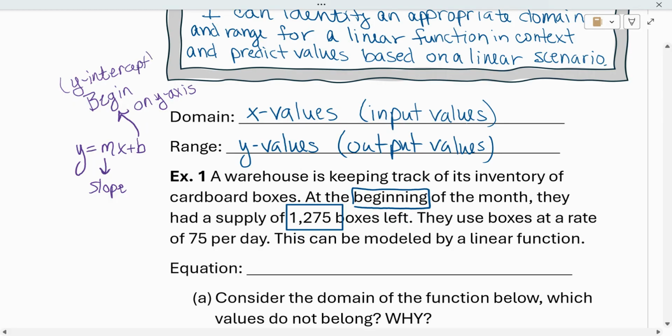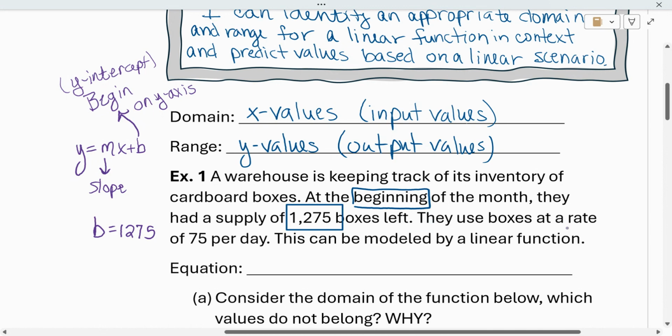I think that's important. I think you should write that down. If you guys don't know that when you see the word beginning, starting, that's telling you what your b value is, then you should write that down. It's very important. So we know that b equals 1,275.